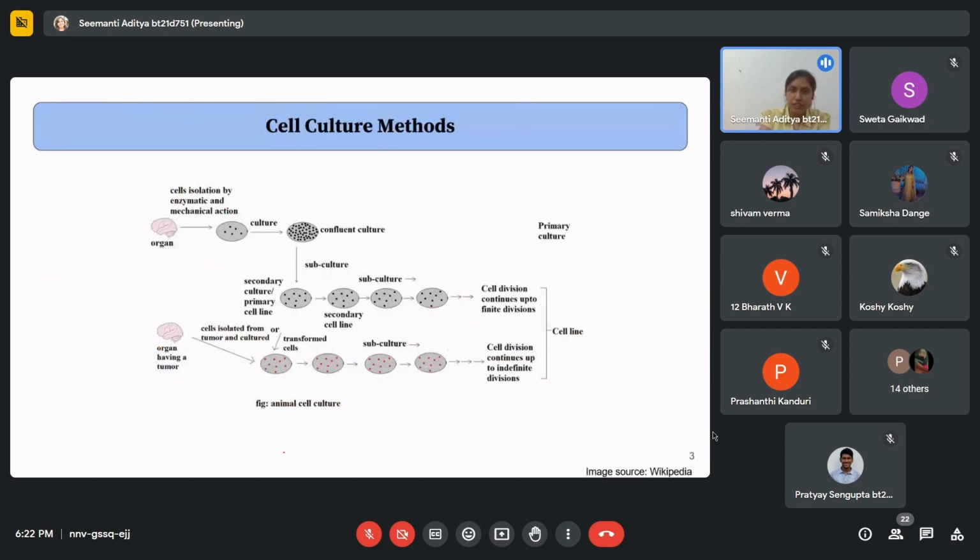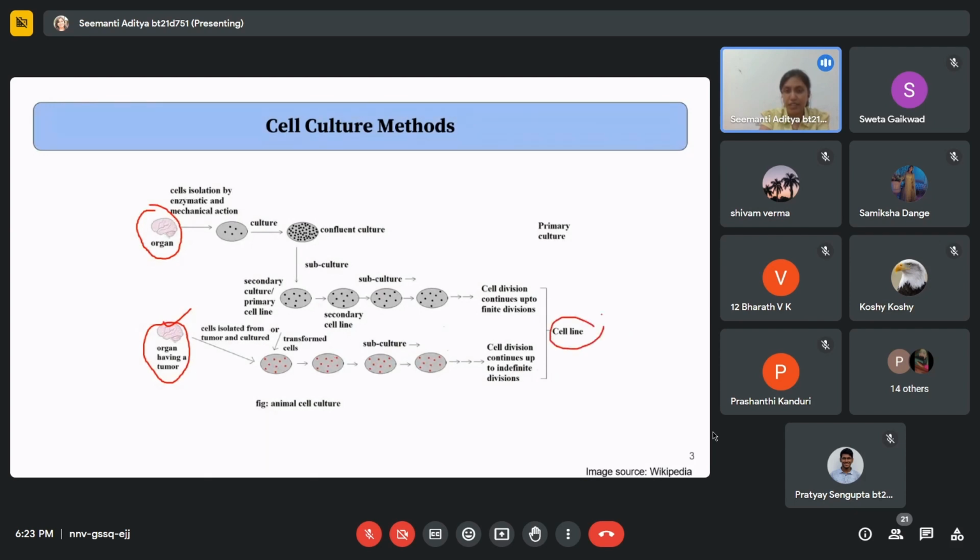And so the cell culture methods, again, I'll just briefly go through. I had already discussed how cells for primary culture and cell lines are isolated. Here again, there can be two ways. There are sources from where cells are isolated. One is an organ which is not a tumor, just an organ, maybe brain, heart, liver, kidney, whatever. And there is another source which is a tumor-containing organ. The cells isolated from this organ are going to be transformed, and they will generate cell lines.